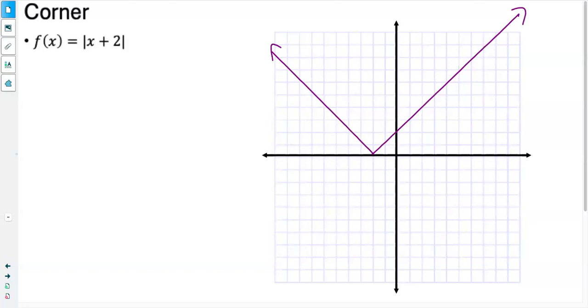Okay, another type of situation where you have something that's not differentiable is known as a corner. These often occur when we have, for example, absolute value functions. So if we have f of x equals absolute value of x plus 2, we end up with something that looks like this. From looking at this, we can see it's continuous, but we can see that our left-hand slope does not equal our right-hand slope, but we'll also prove that mathematically.